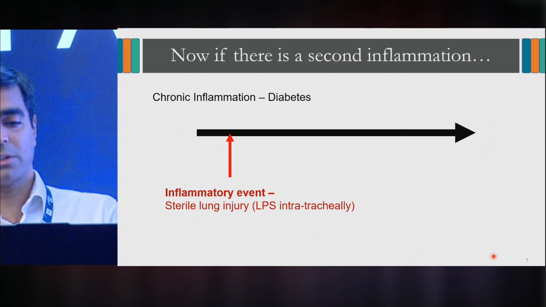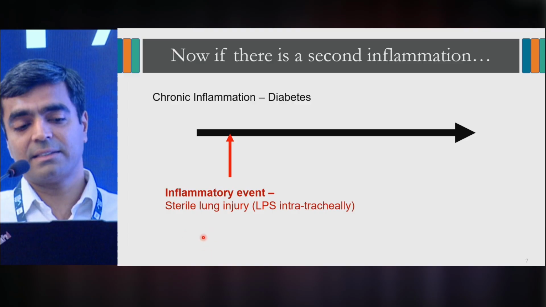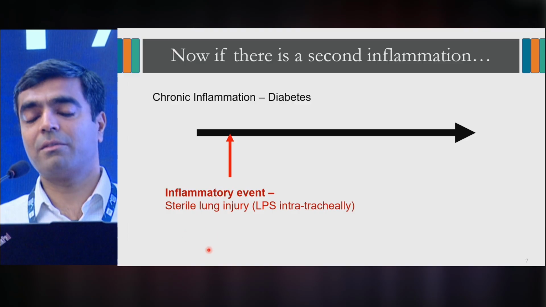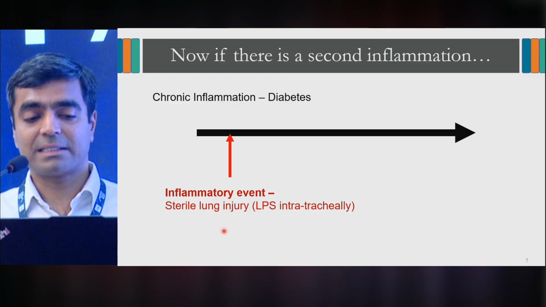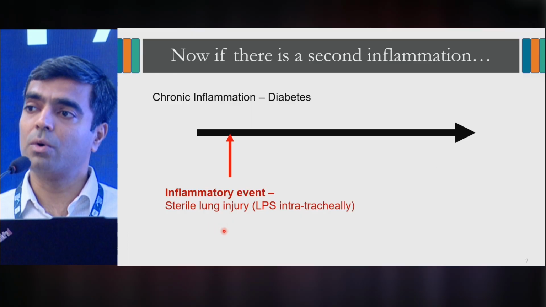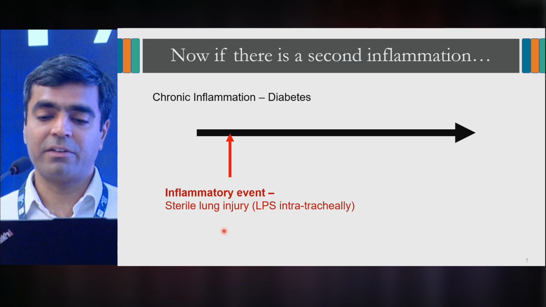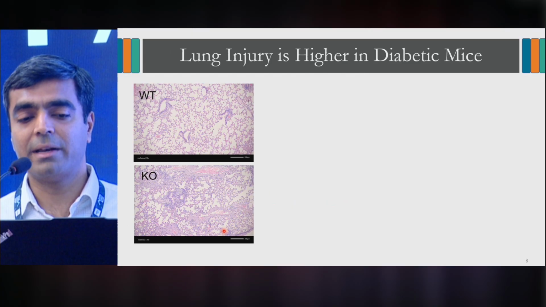So what we asked was, can this now be used as a model to study the second injury? And the second injury, instead of an infection which causes serious damage from other factors, we just did a sterile lung injury, which is well known in the animal literature, which is giving lipopolysaccharide intratracheally. And if you do that, we can assess lung health similar to what would be done in humans.